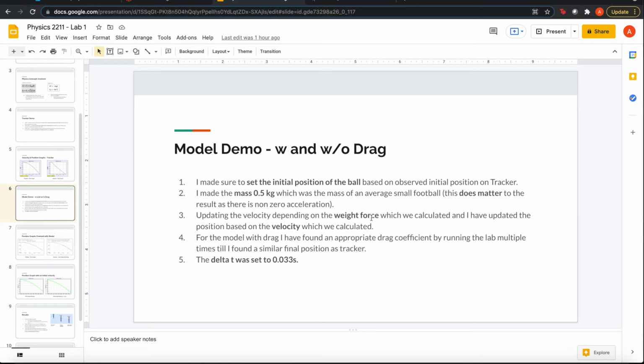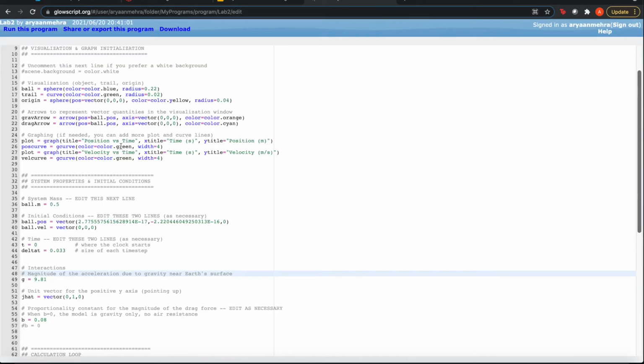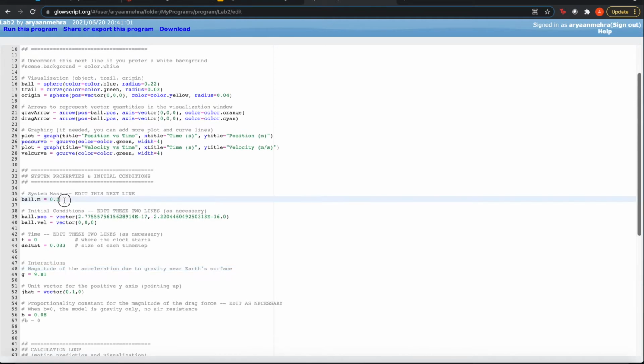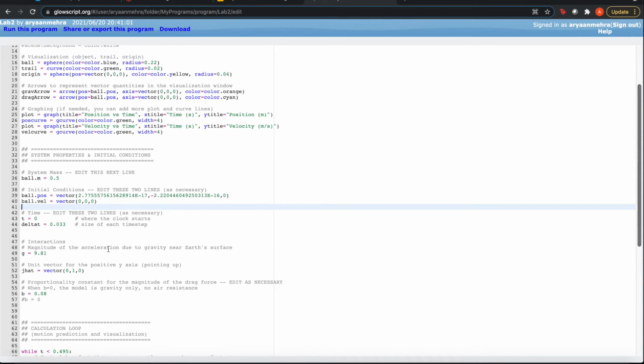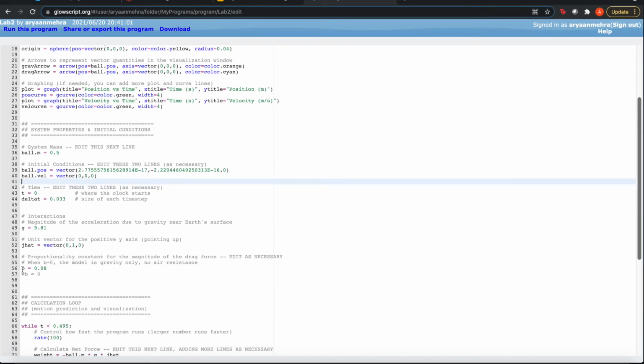For the model with drag, I have found an appropriate drag coefficient as well by making sure that the final position reached by the ball in the experimental setup is equal to the final position reached by the ball on the model. The delta t was set to 0.033, which is the average frame rate on Tracker. On running the demo, we can see the following. We can see that the mass was set, so was the time step. We can also see the initial position and the velocity vector being dropped from rest.